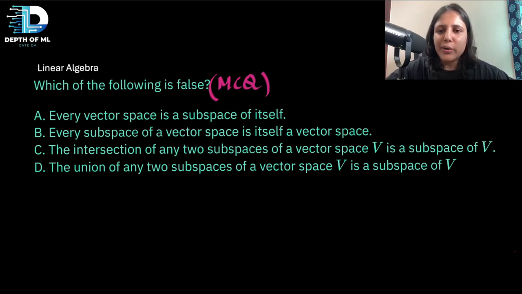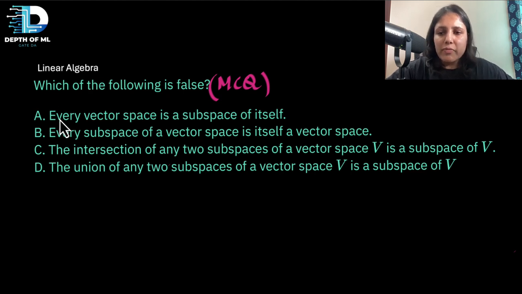I am Saloni and today we'll be solving this question from linear algebra, which is around vector spaces and subspaces. So let's see what the question is asking. The question says which of the following is false. So it's an MCQ question. One of the statements that they have given is false. So let's see the statements one by one.